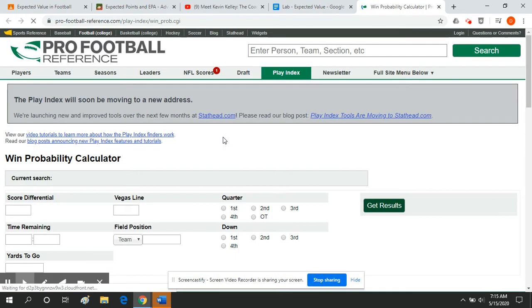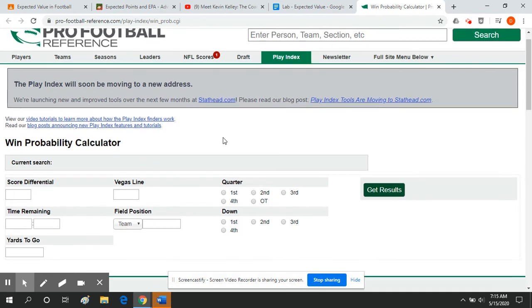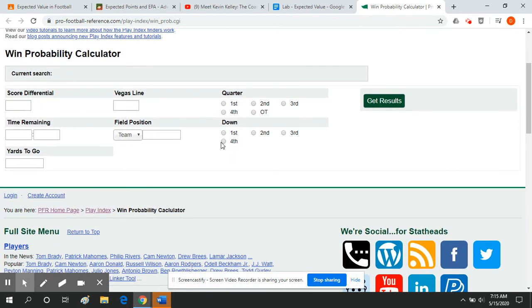What this expected point calculator does is you put in where you are on the field, what down it is, and how many yards you have to go to a first down. Score differential, Vegas line, quarter, time remaining: those affect the win probability, which we're not working with. We're just working with expected points. So you can leave those blank or not. It doesn't really matter.